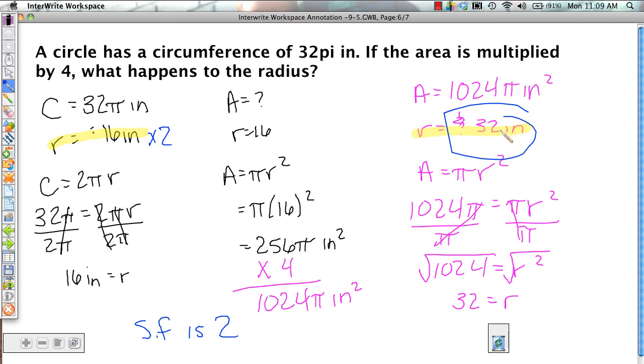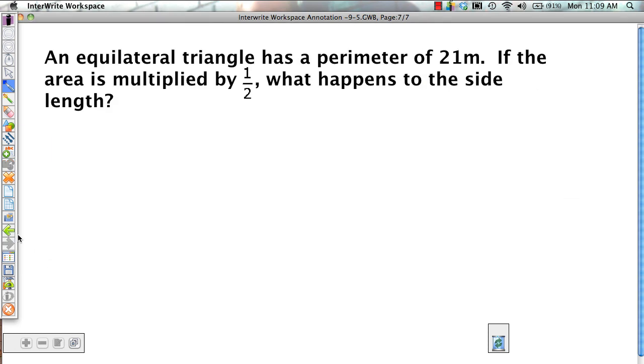So you have to keep in mind which parts of the equation you are given. Are you given area? Are you given perimeter? Are you given the circumference? And how many scale factors you would need. So now it's your turn to try one. An equilateral triangle has a perimeter of 21 meters. If the area is multiplied by 1/2, what happens to the side length?